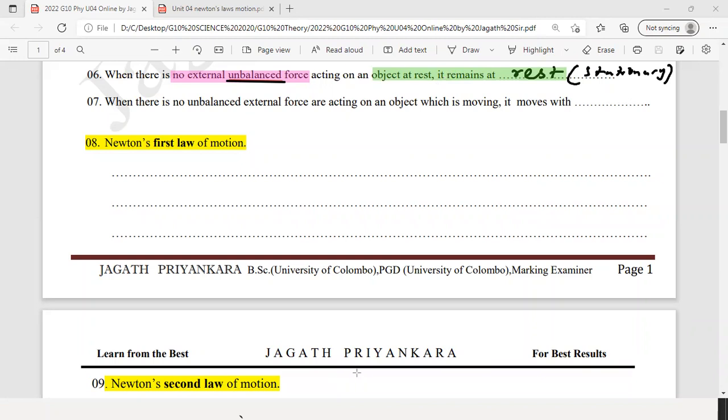And the other one: if there's no unbalanced force acting on an object which is in motion, the object which is moving now. What is the difference between the previous one and this one? The previous one was at rest. Now this one is moving, but the forces are balanced. It moves with the same speed, or uniform velocity.